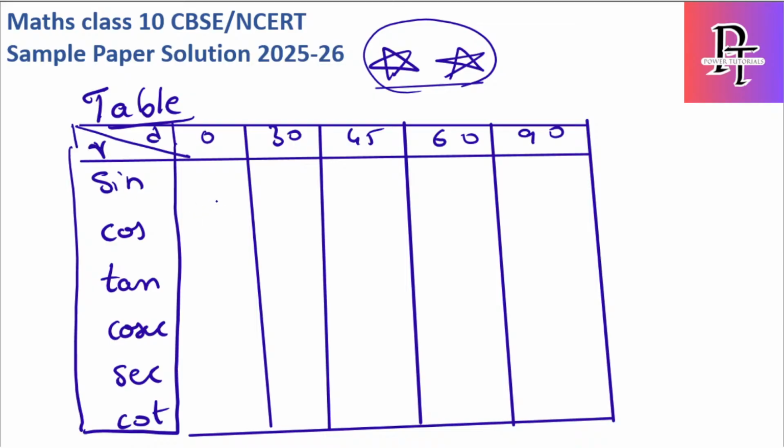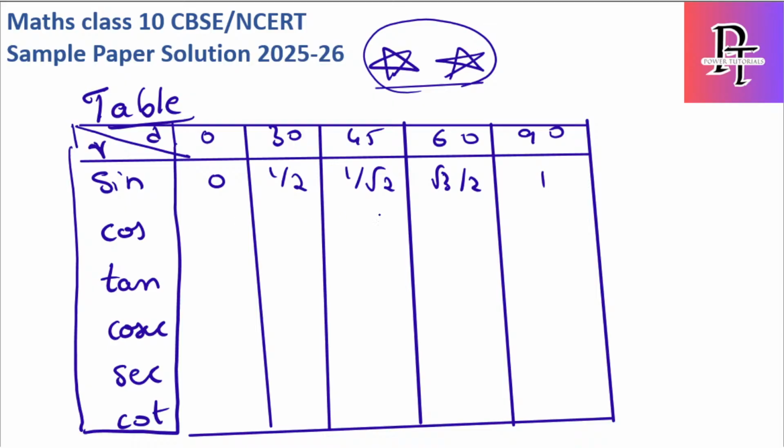So sin 0 value is 0, sin 30 is 1 by 2, sin 45 is 1 by root 2, sin 60 is root 3 by 2 and sin 90 is 1. If you remember at least the sine line, then I will tell you a trick how to write all the other values. Always remember at least sine, then we can get the other values also. If you are able to remember all the rest, then it's very good. If not, at least remember the sine line. From here we can write any other values.